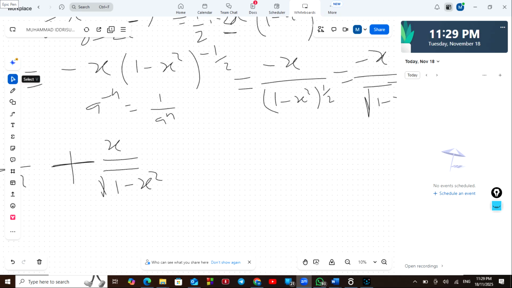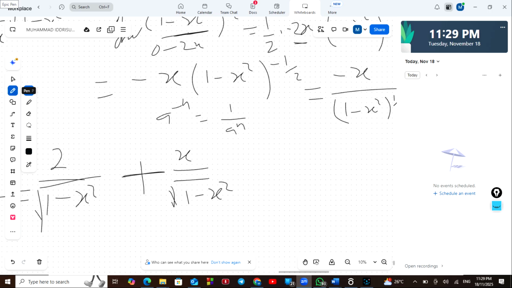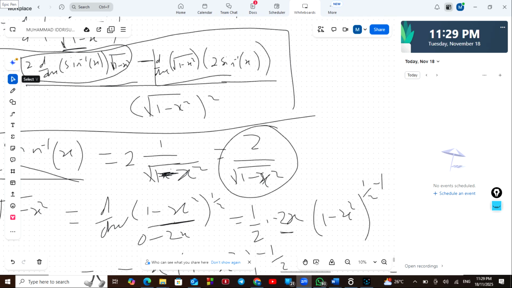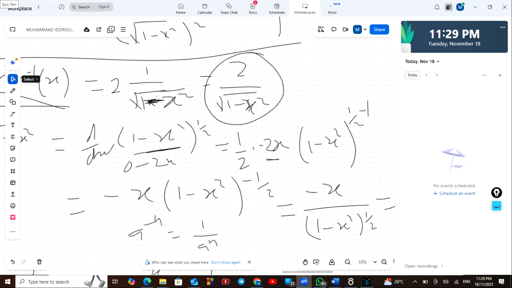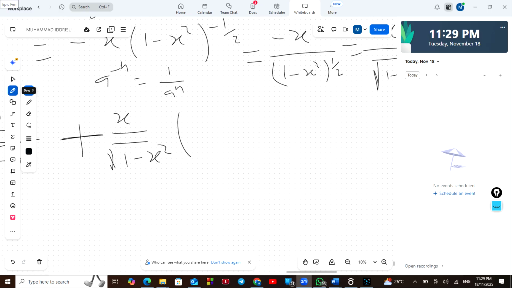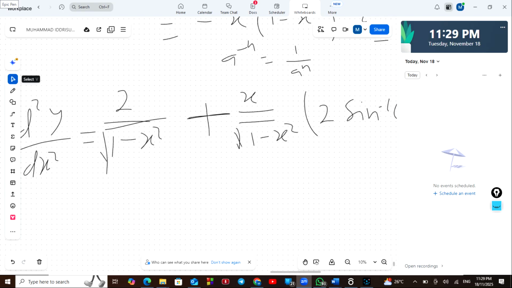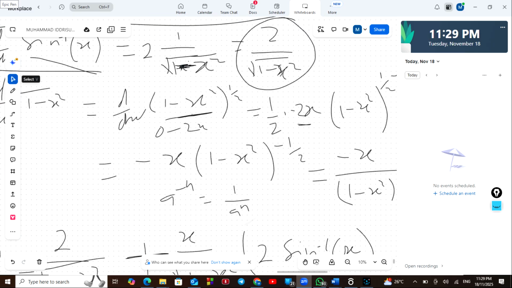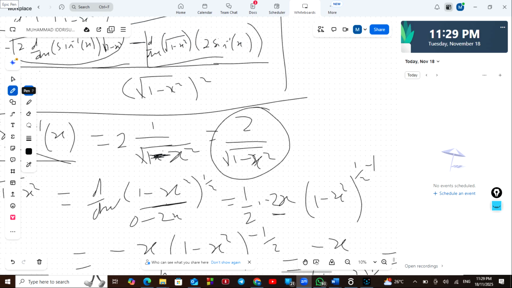Now we have this 2. So this is multiplying what? Let's go back and see. So it's multiplying 2 sine inverse of what? x. So multiplying 2 sine inverse of x. Okay, so we have this, so this all over the square root of the square root of 1 minus x squared.